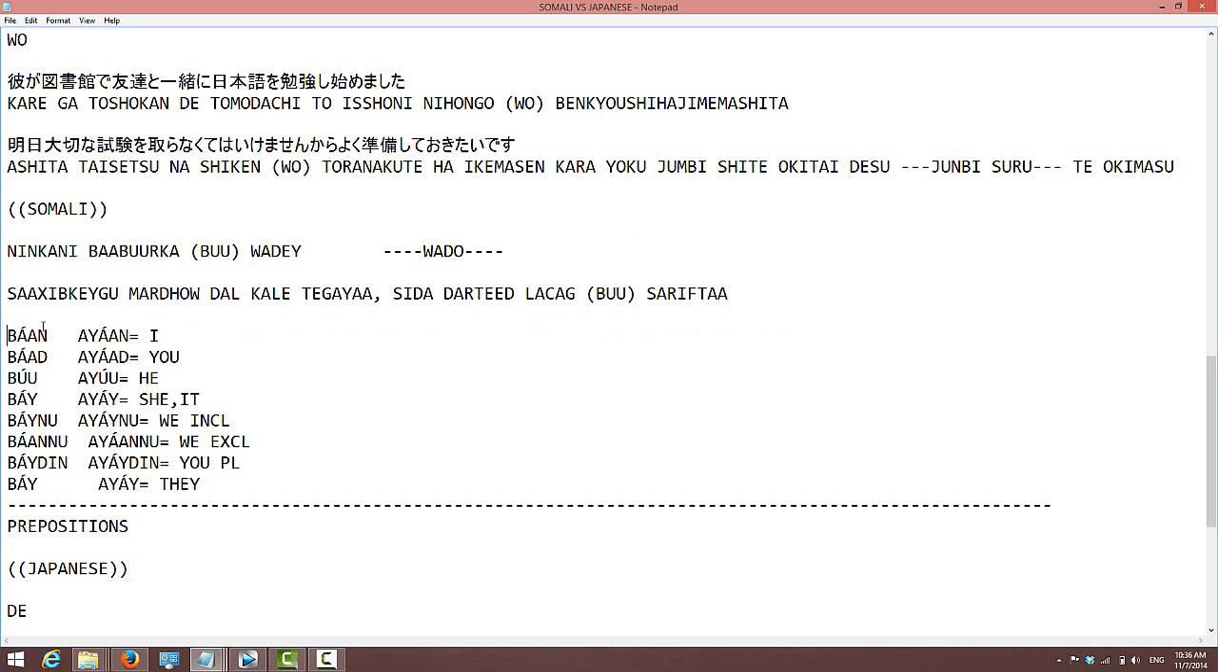Now, you have two forms here. They're used interchangeably. You have ban and then ayan. You have bad, ayad, and bu, ayu. So we could use ayu here as well. They're used interchangeably. The meaning doesn't change. Okay, this is just a chart for that, just to show you how that works out in Somali. Okay, all right.